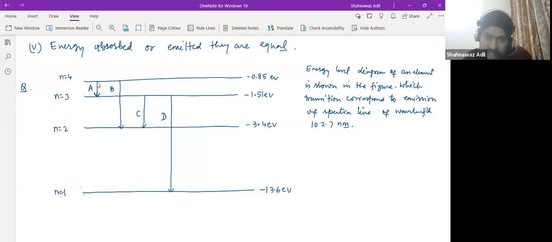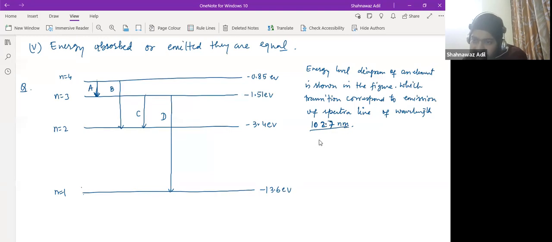So this A transition is from fourth to third. This B transition is from fourth to second, and this one is from 3 to second. Then this one, D1, is from 3 to 1. These are all transitions, and each transition gives some wavelength, right? So this gives some spectral line which corresponds to this wavelength, right?